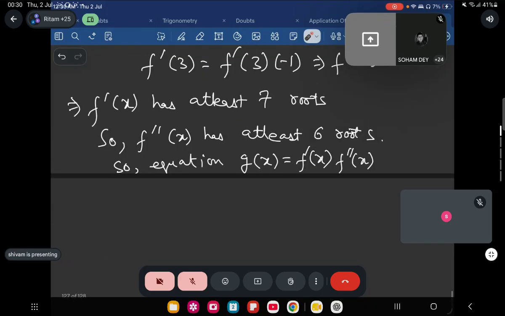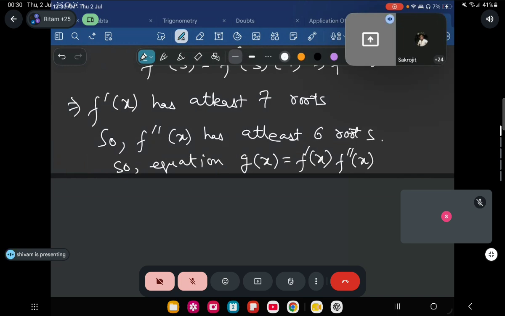So f double dash x will have how many roots? 6 roots. Right, tell me everyone. So the equation g of x equal to f dash x into f double dash x will have how many roots? 13 roots. So you people tell me, g dash x will have how many roots? 12 roots. Yes, sir, 12.